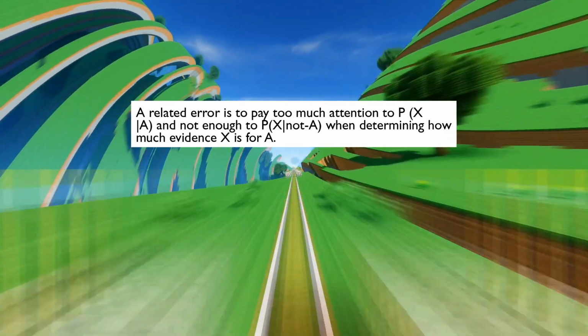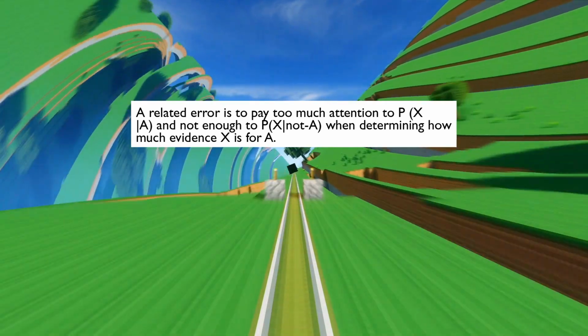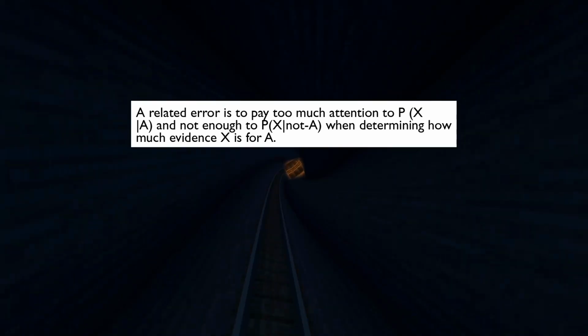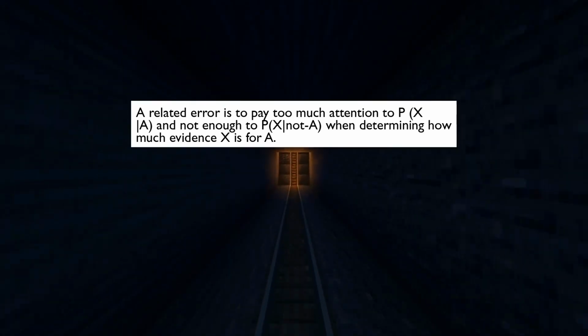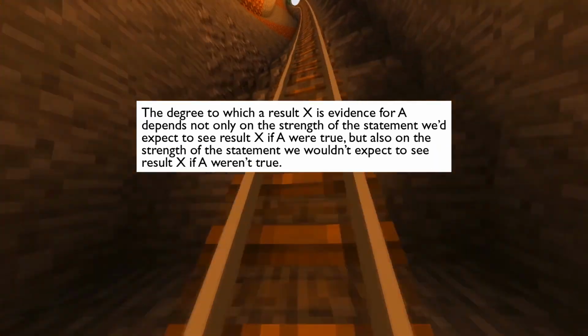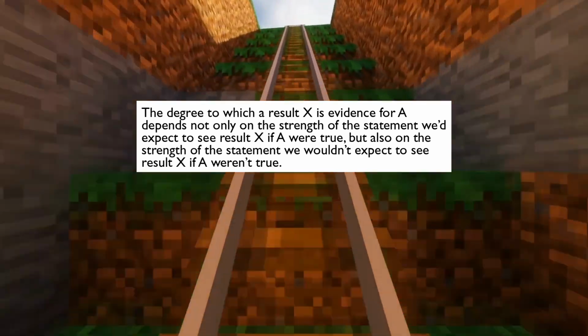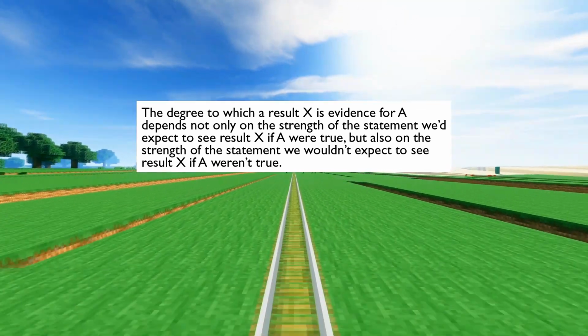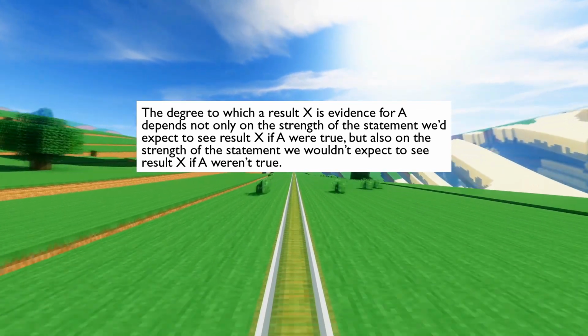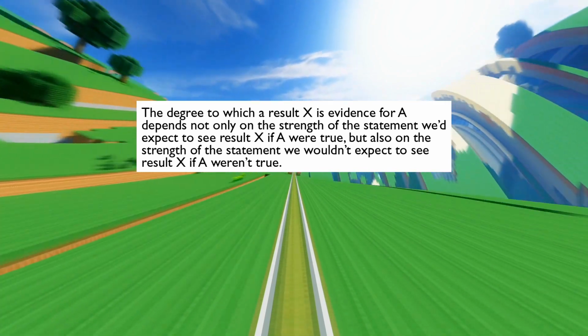A related error is to pay too much attention to P(X|A) and not enough to P(X|not A) when determining how much evidence X is for A. The degree to which a result X is evidence for A depends not only on the strength of the statement we'd expect to see result X if A were true, but also on the strength of the statement we wouldn't expect to see result X if A weren't true.